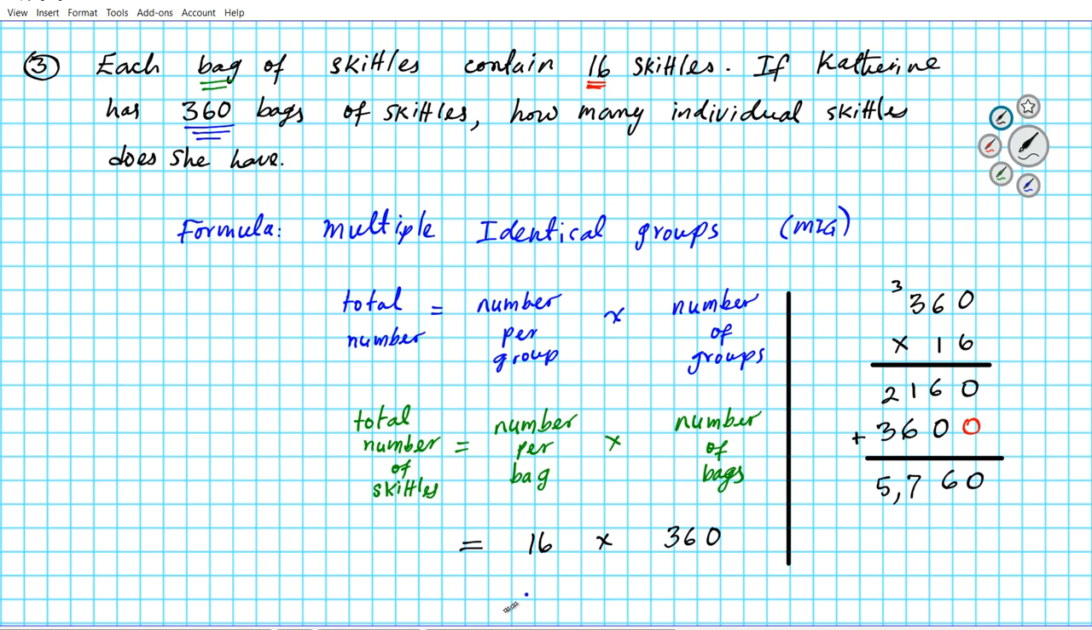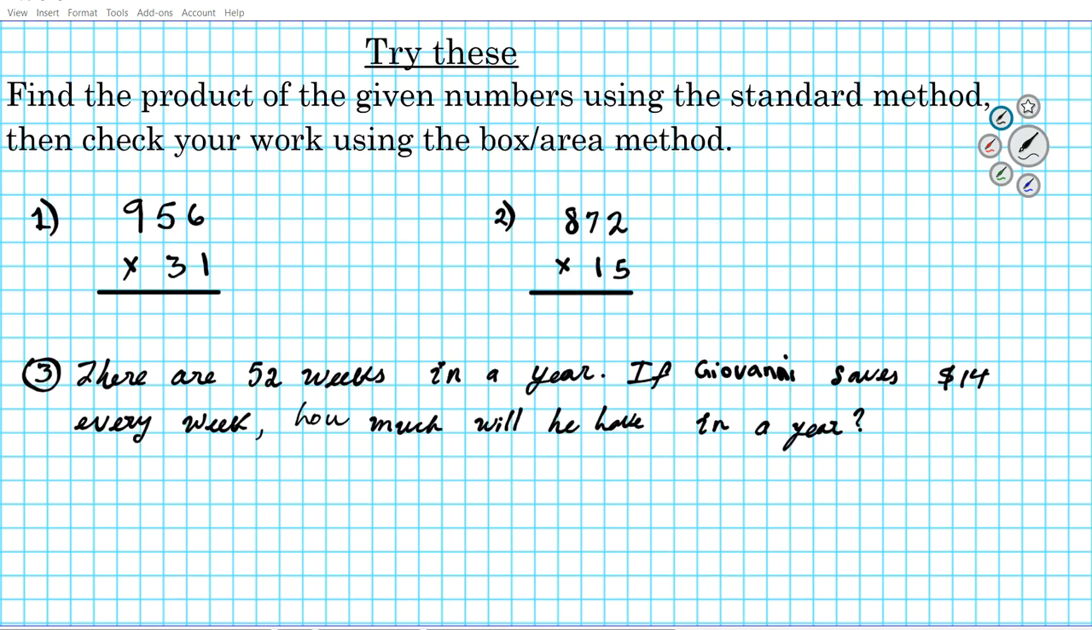Okay, so what does this answer mean in the context of this problem? This answer basically tells us that Catherine has 5,760 individual Skittles total. All right. Okay, now it's your turn to do some practice problems.